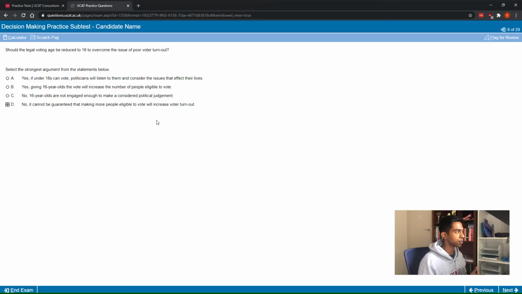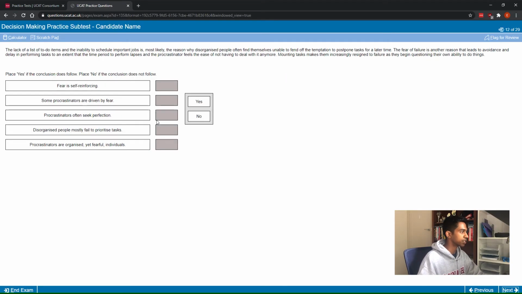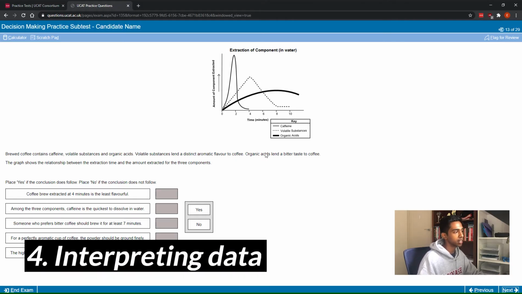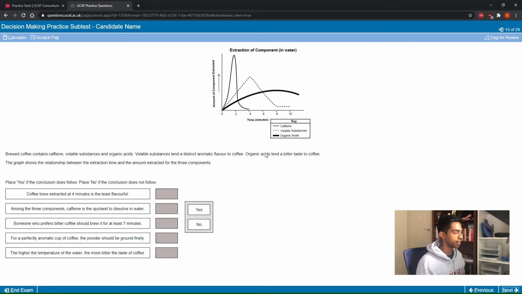So that's how you sort of approach these strongest argument questions. You have to make sure that the answer option that you're picking actually directly addresses the question that's being asked in the stem. Now, the next question type we'll see is this one, which is interpreting graphs and data questions. So these questions are also similar to the syllogisms that we've seen before, in that there are 5 statements that you have to drag and drop yes and no to, and these ones are also worth 2 marks each.